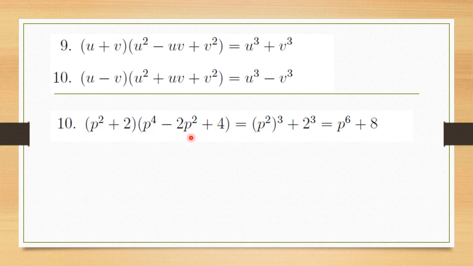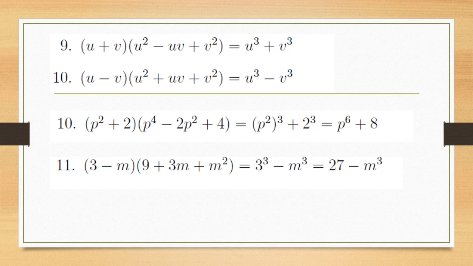So we proceed then to the answer. The answer is a sum, because you have a plus here: the sum of the cubes of u and v. So p squared cubed plus 2 cubed. P squared cubed, we multiply 2 times 3 is 6, so p to the 6 plus 8.